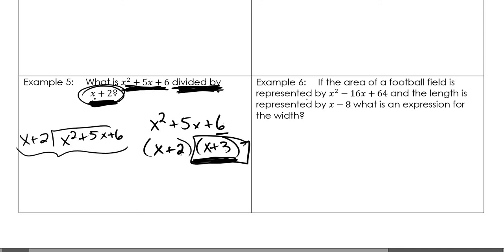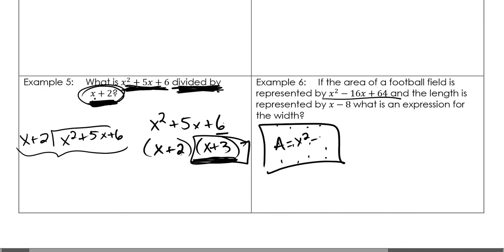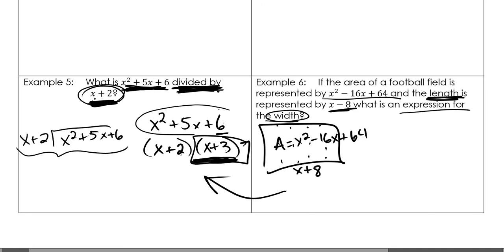The last example that we're going to do together, if the area of a football field is represented by this, so immediately you draw a little football field, doesn't have to be super precise, the area is equal to x squared minus 16x plus 64. That's the area. The length is x plus 8. Here's a length, x plus 8. What is the width? This is the same type of problem we just did here. They gave us this, and now they told us one of the side lengths, just like they told us on this one what it's going to be divided by.